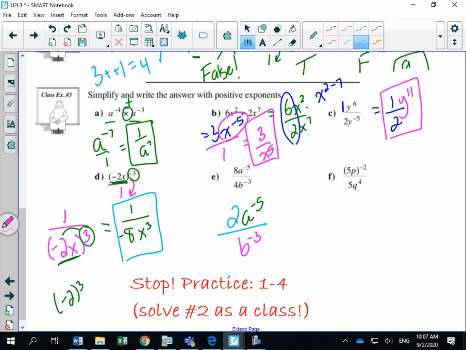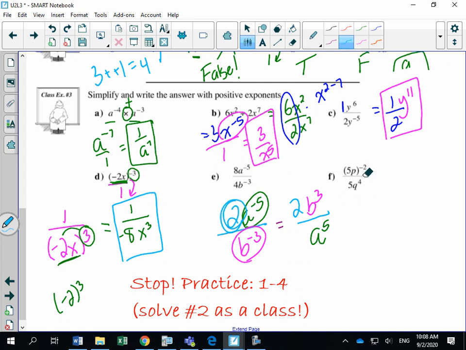Now, this is correct, but it's not complete because you have to answer with positive exponents. So this A is unhappy, it comes down. This B is unhappy, it goes up. And this 2, I just keep it exactly where it is, right? I don't move that coefficient. I only move my exponents that are negative.